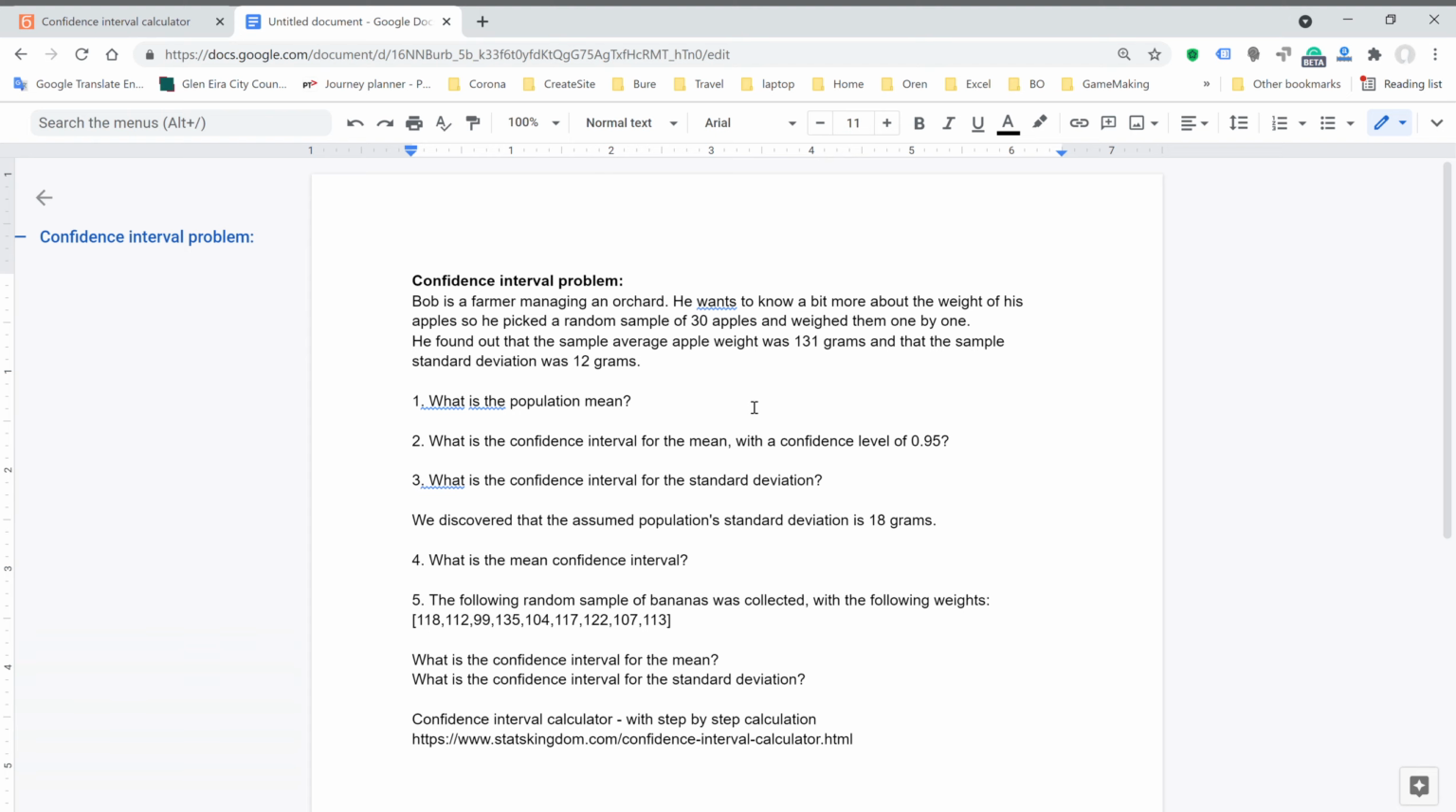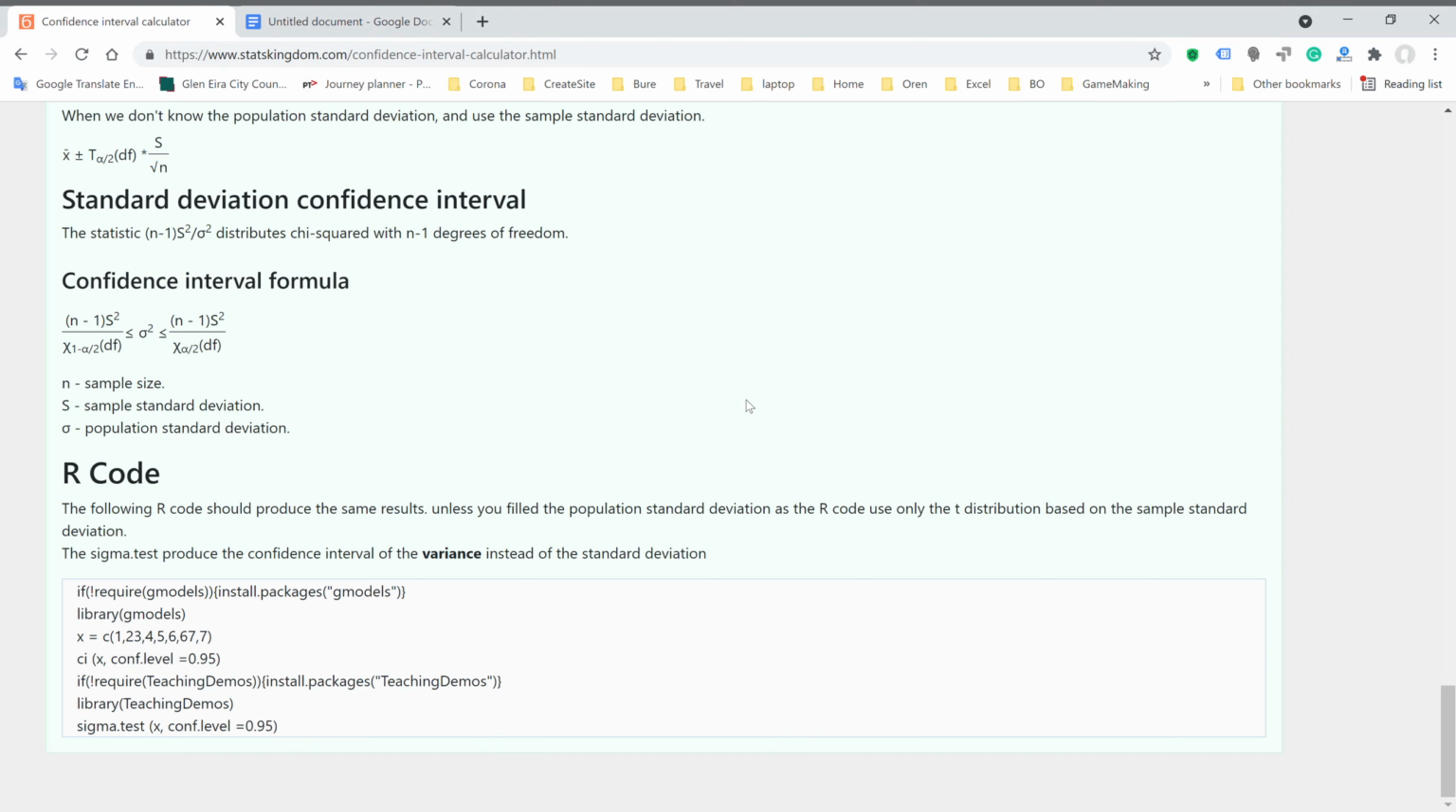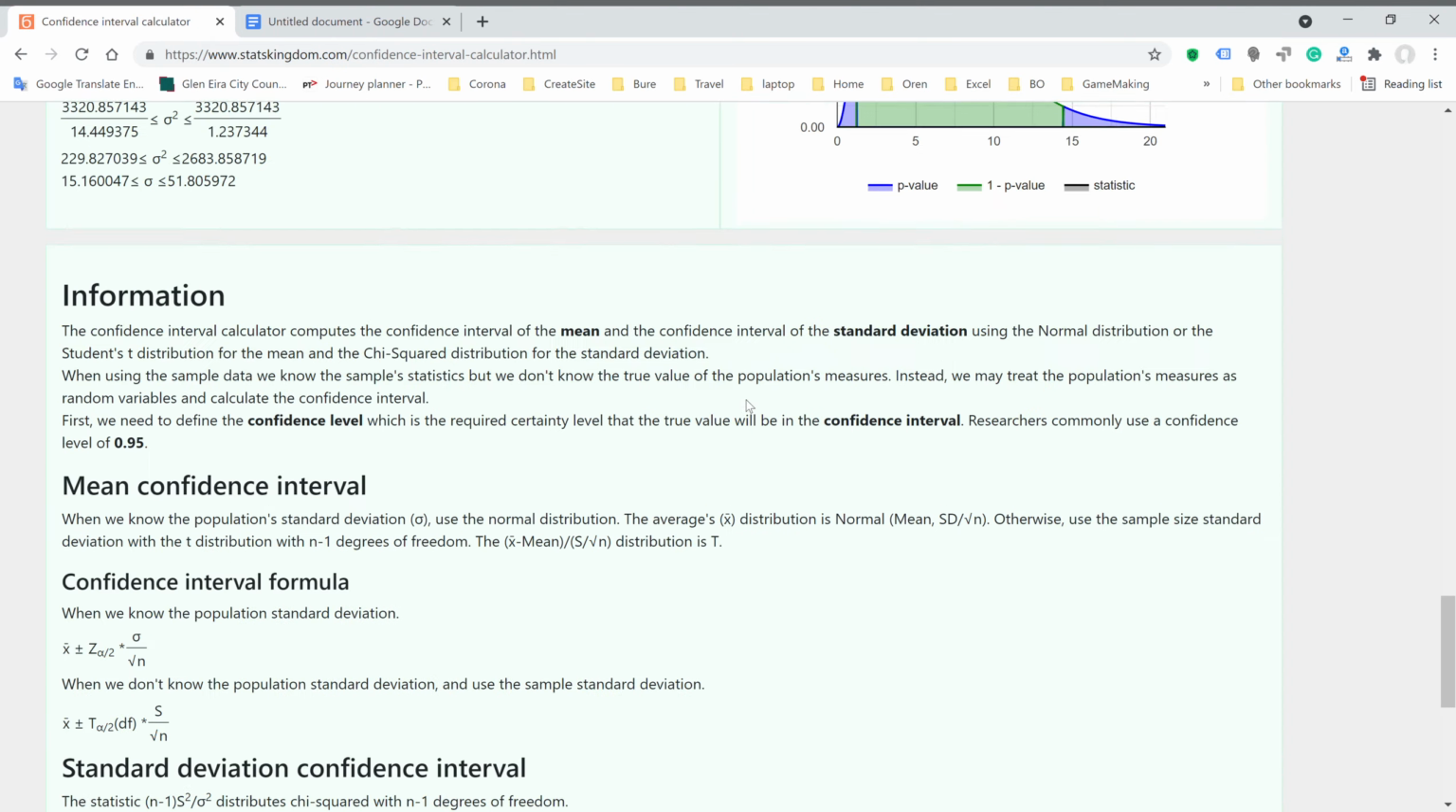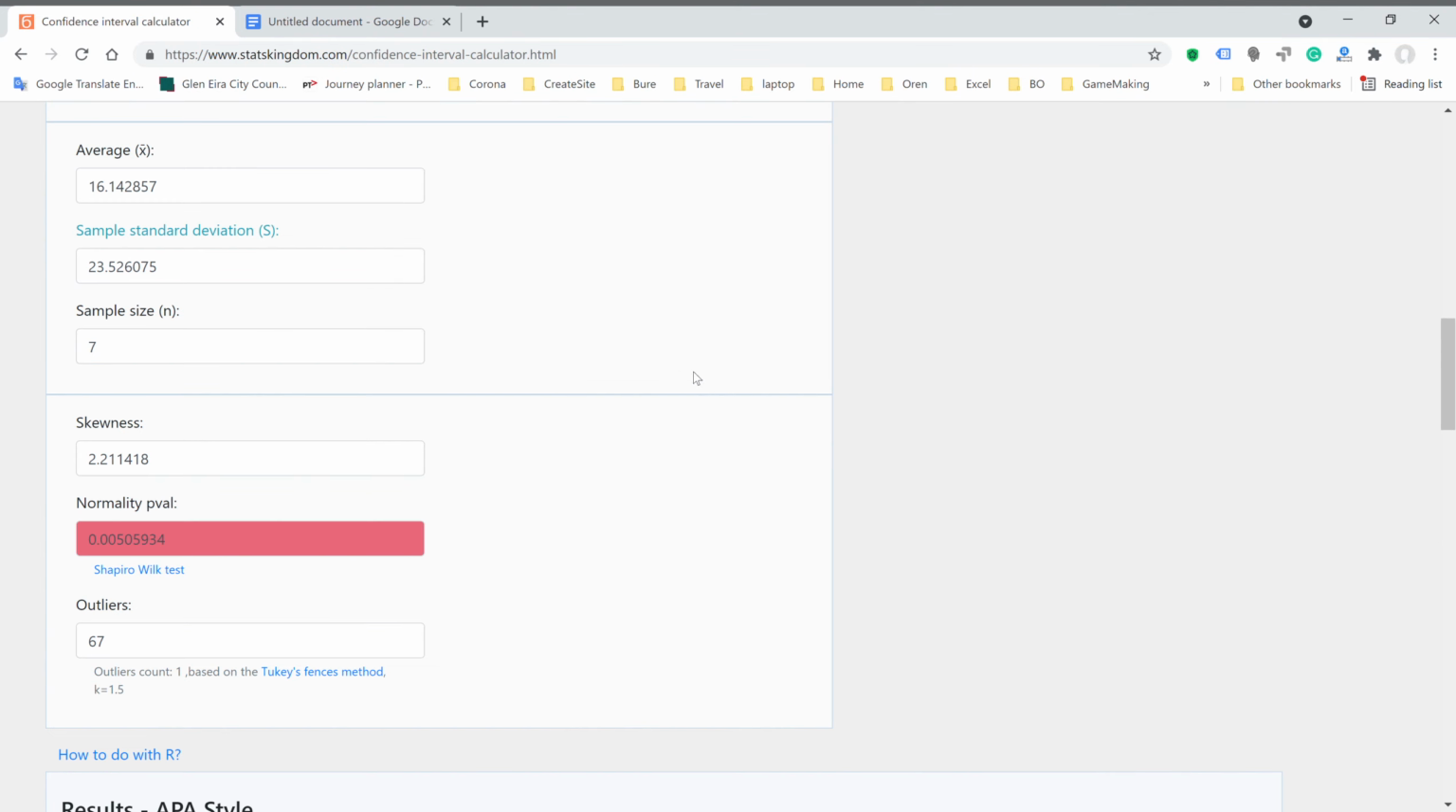Okay then, what is the confidence interval for the mean with a confidence level of 0.95? Well, that's something we can answer better, because it doesn't ask us to state the population mean specifically, but it asks us to use the data that we already have to get a good idea of where the population mean lies. So in order to calculate this, we'll use the confidence interval calculator at statskingdom.com. And we'll plug in our data.